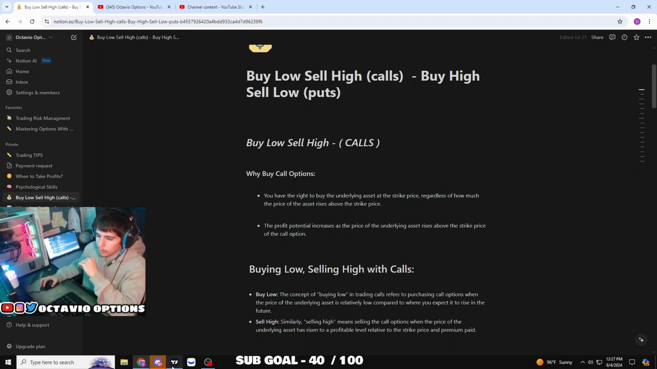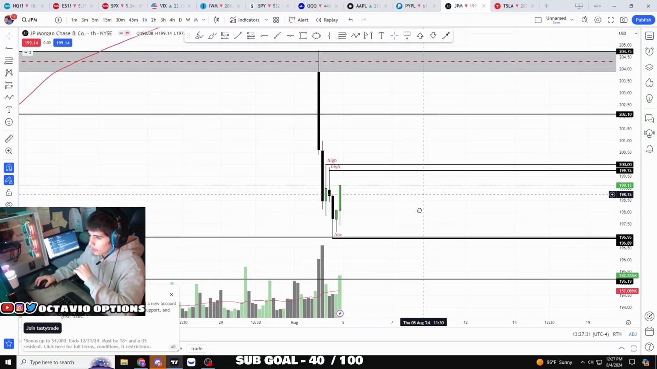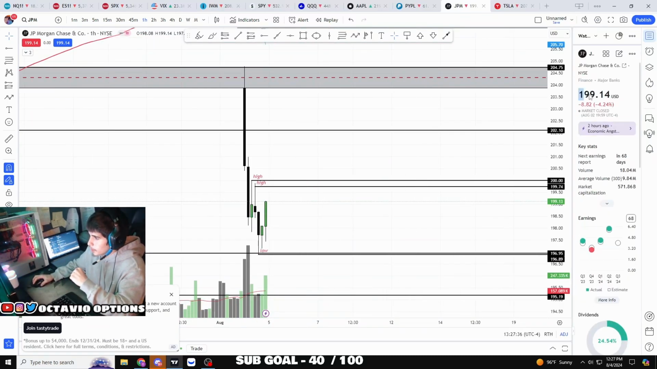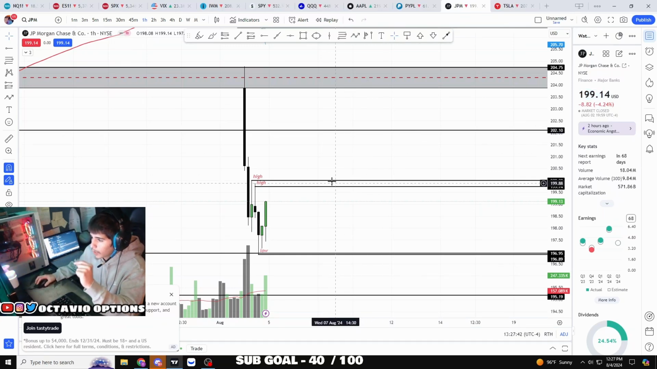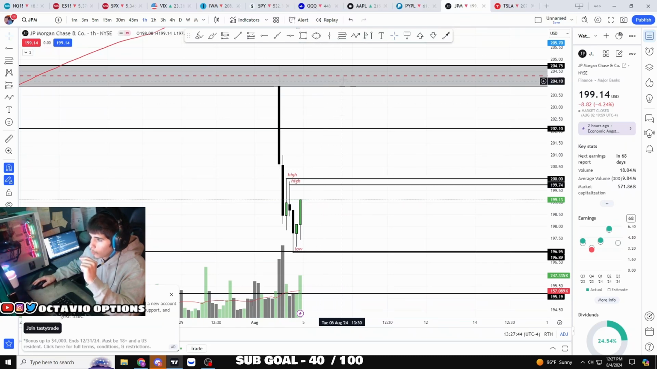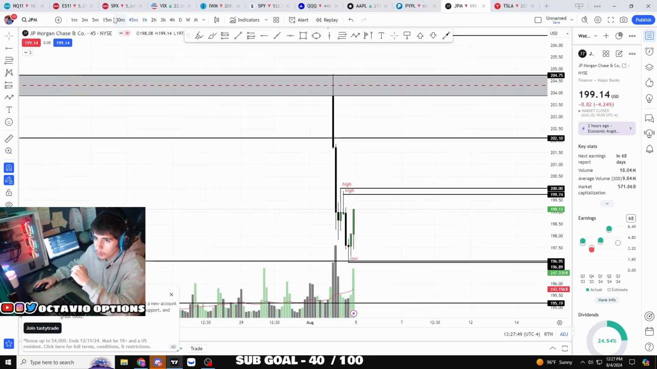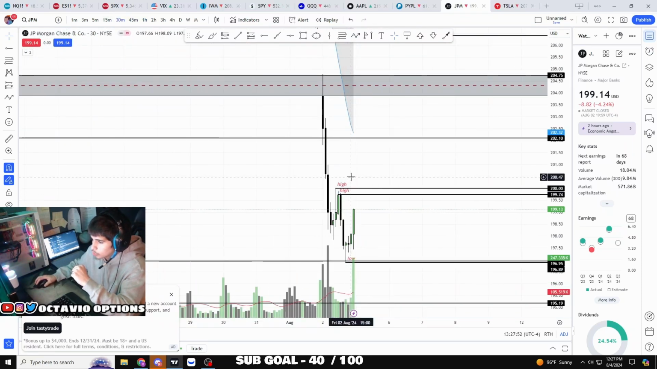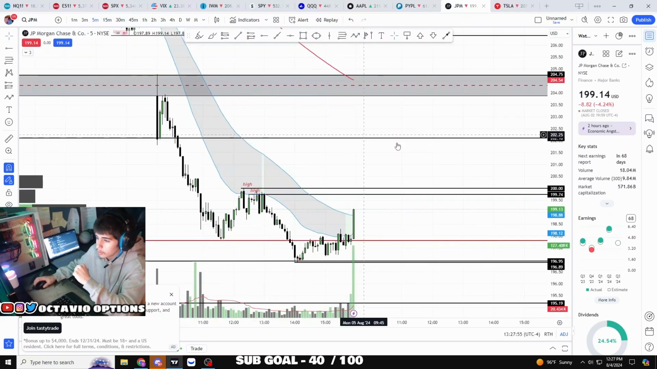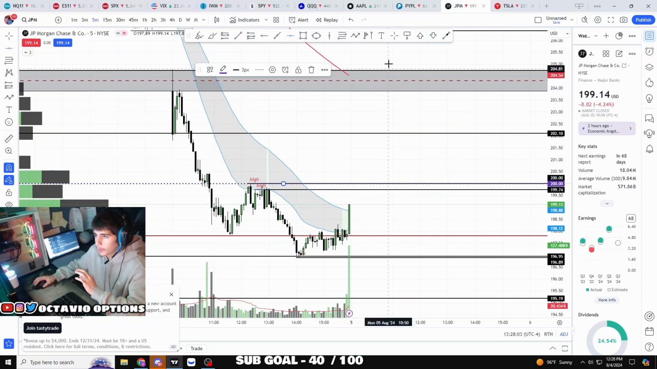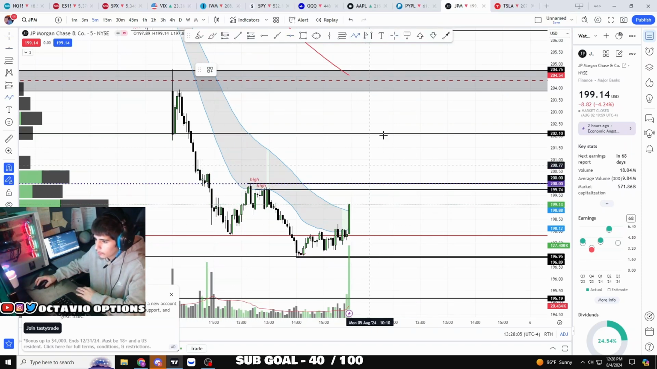So let's say I want to buy a call right now. Look at JP Morgan, guys. It's almost at $200, we're at 199. Let's say I think this is gonna go back up to 204, back to this gap up. So I'd be buying a call at the 200 strike, exactly at this line, where this purple line is. That's my strike price.